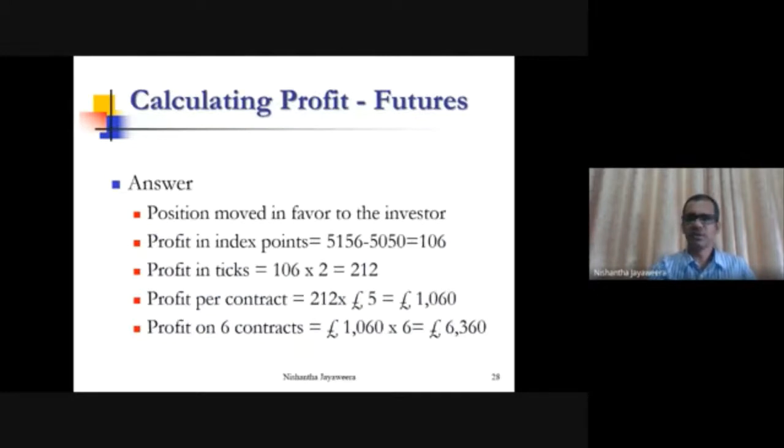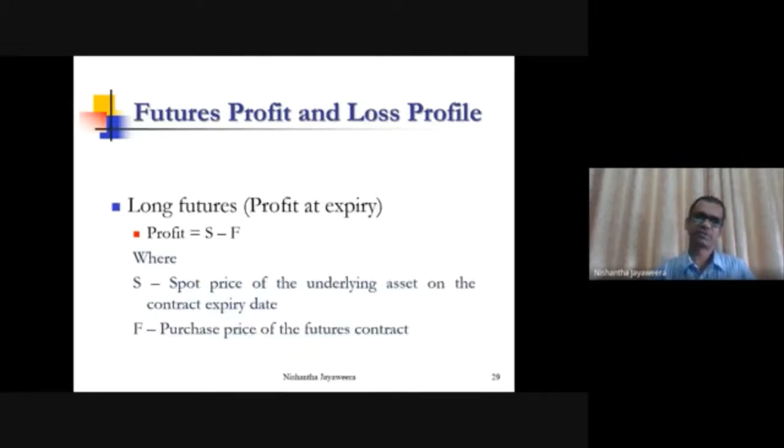So today we are going to discuss from this point onwards what is the profit loss profile for a futures contract on the expiry date. That means the last trading date. What is the profit or loss, and how does it change with the cash price or the spot price of the underlying transaction.